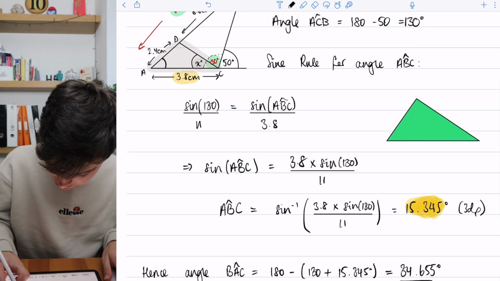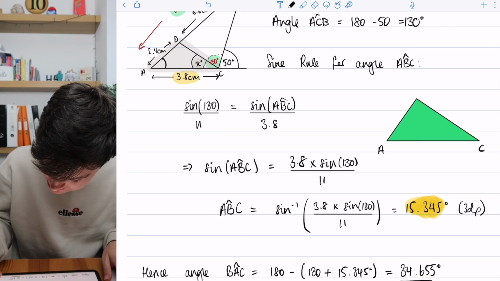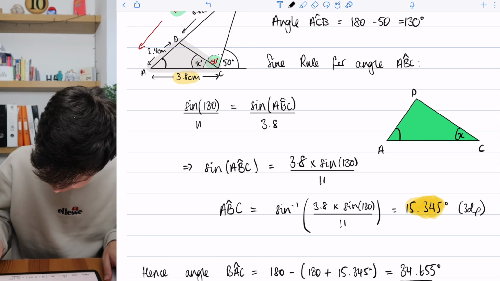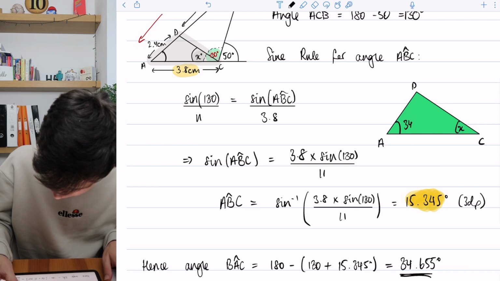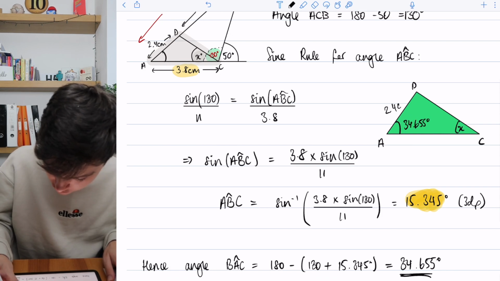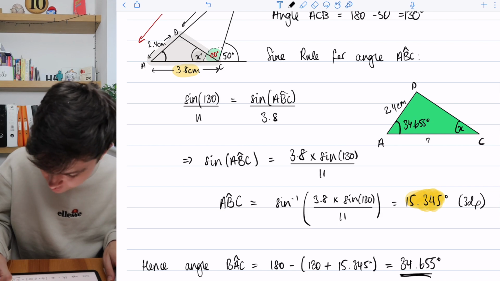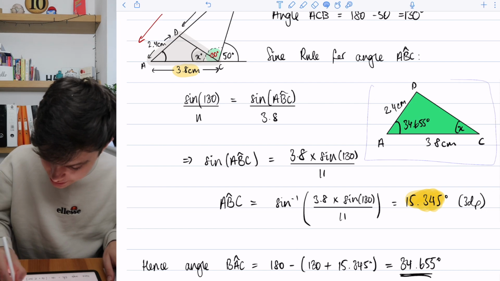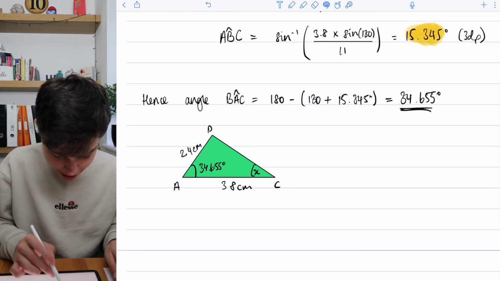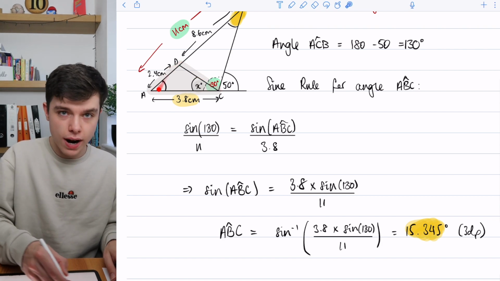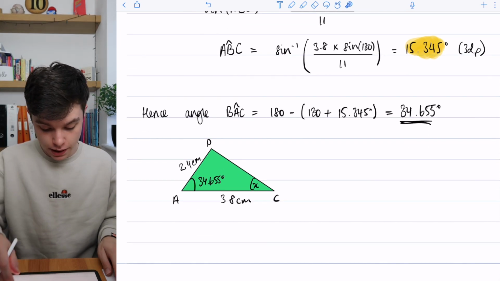It's gone green for some reason. We have A, C, and D. This is angle X. This is 34.655 degrees. This is 2.4 centimeters, and that's 3.8 centimeters. Okay, let's take this and let's put it down here. All I've done is now just taken that grey triangle and drew it out again.